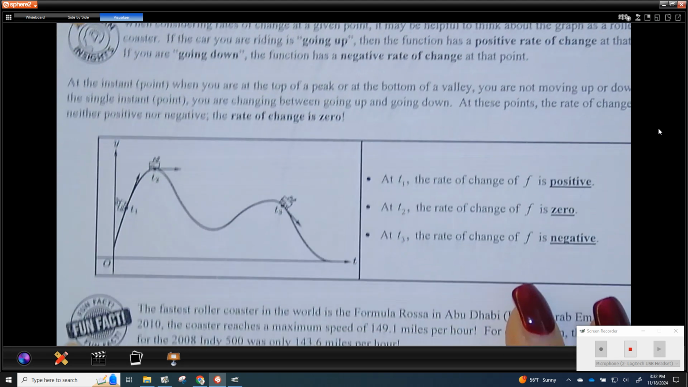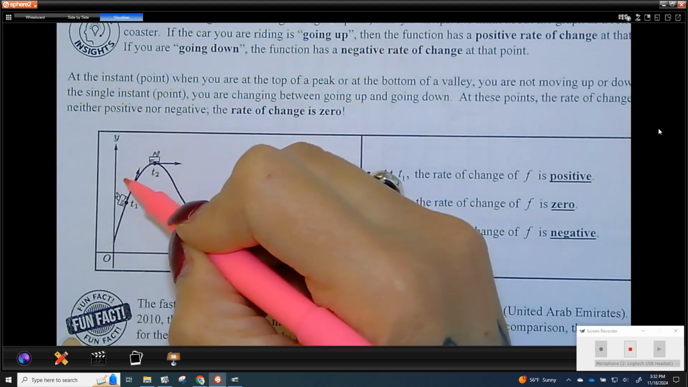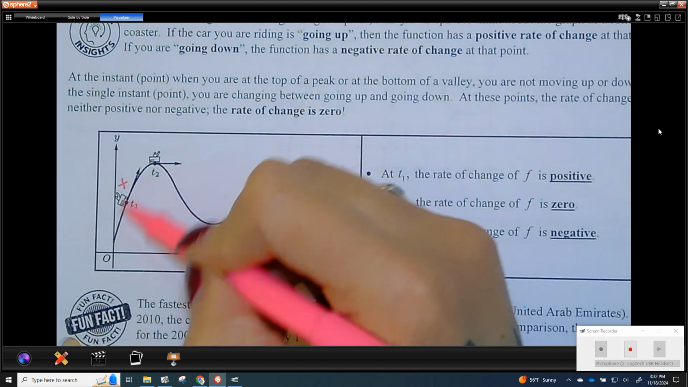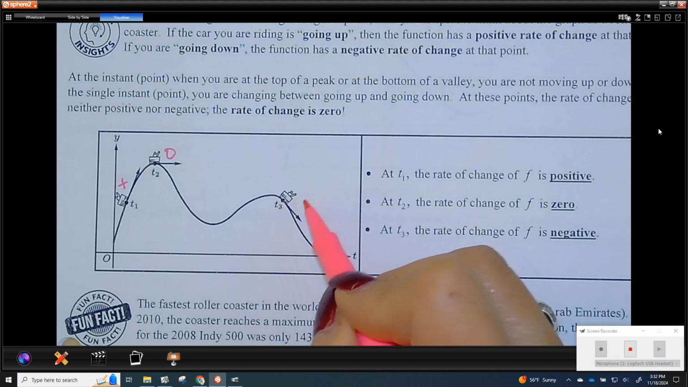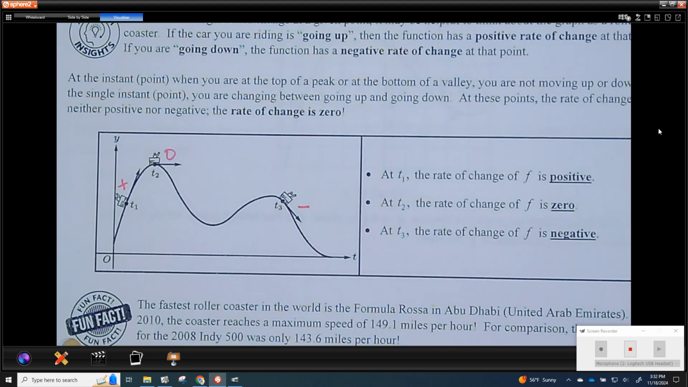So here's an example. T1 is a positive rate of change because it's going up. T2 is 0. And T3 is negative because it is going down.